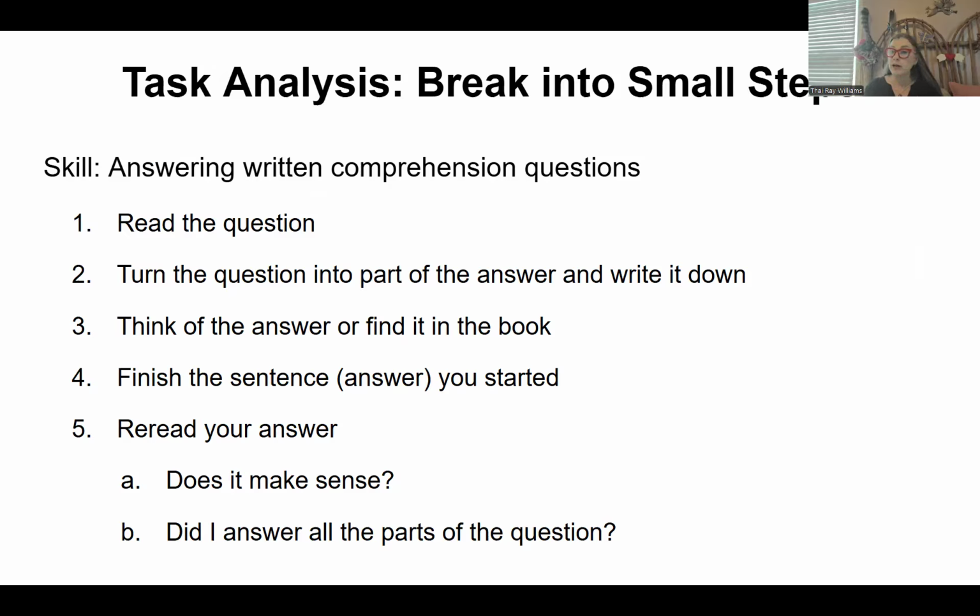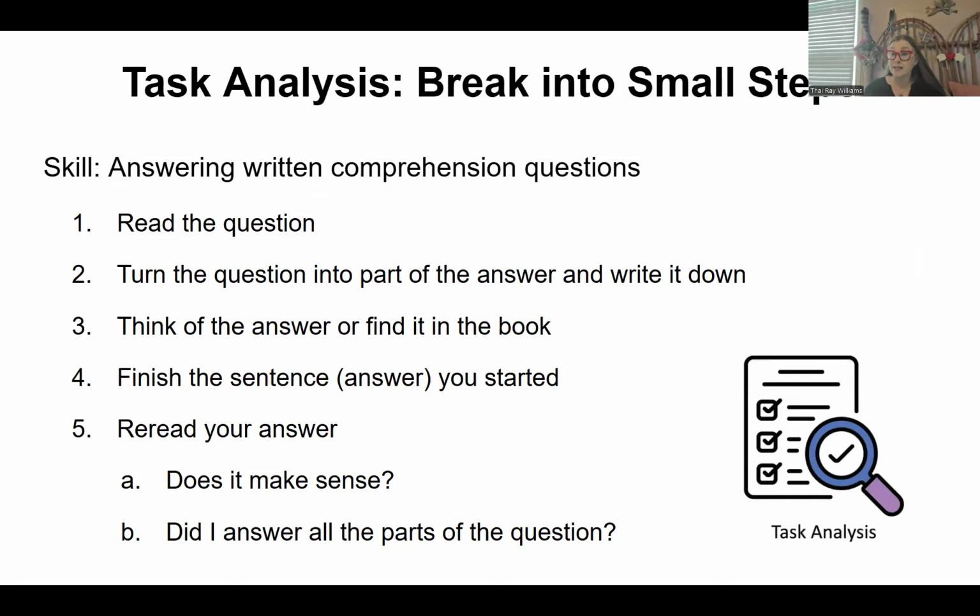Then you need to reread your answer to make sure it makes sense and to make sure that you answered all of the parts of the question. That is a task analysis, breaking answering written comprehension questions down into each of the steps.